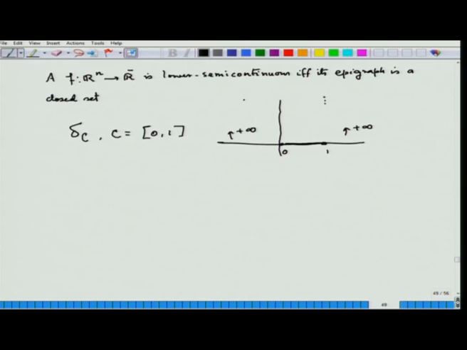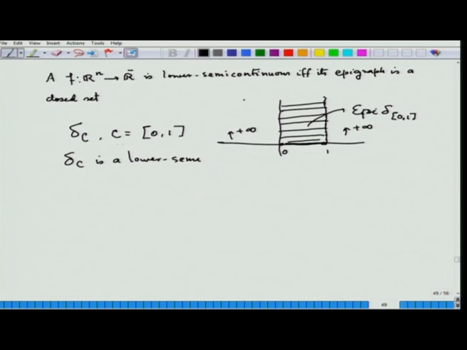So, this is the epigraph, and of course, the epigraph is closed. The epigraph is of course closed, and hence delta_C is a lower semi-continuous function. So, for any closed set C, this is a lower semi-continuous function. Of course, the set has to be closed. If the set is open, then it will not be true.